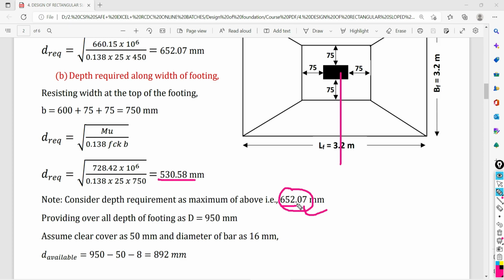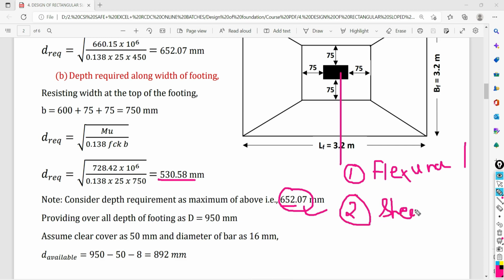Flexure means what? Resisting the deformation, resisting the movement. So for that 652.07 mm is required. But we know that your depth is not only going to be influenced by your flexural requirement. Only the flexural requirement is not responsible to decide effective depth or overall depth. Another factor is there, that is what? Shear design. Shear design has equal importance in deciding the depth. And for most of the cases, the depth of the footing is influenced by the shear criteria. Shear criteria are one-way shear and punching shear, or we can say two-way shear.